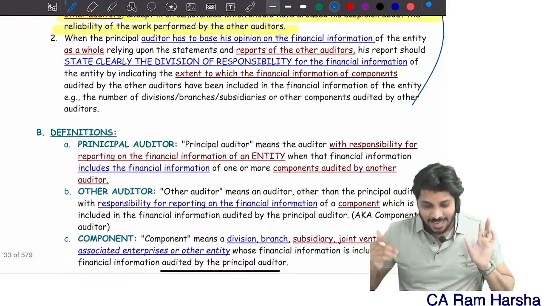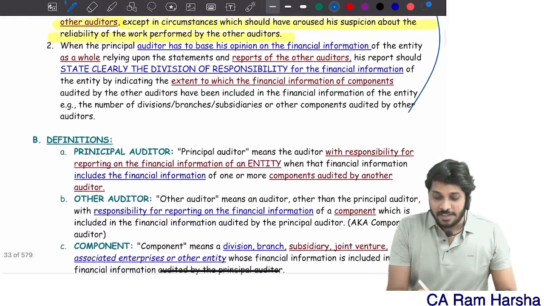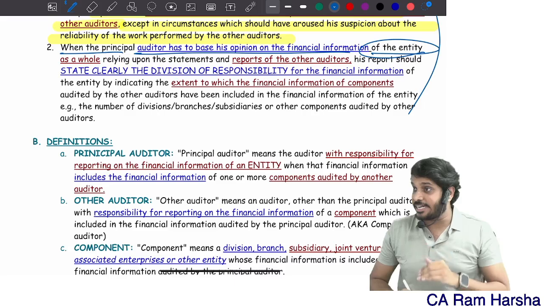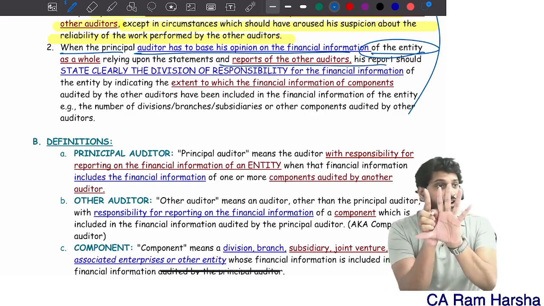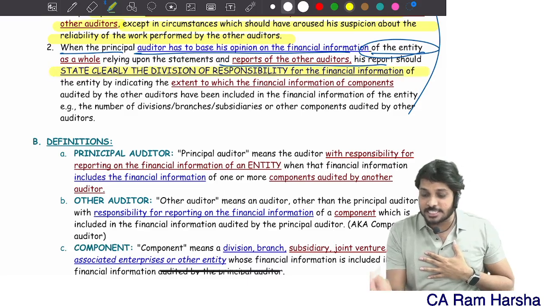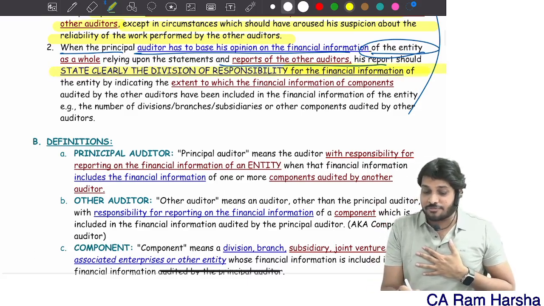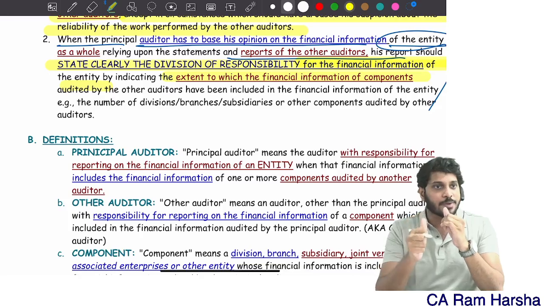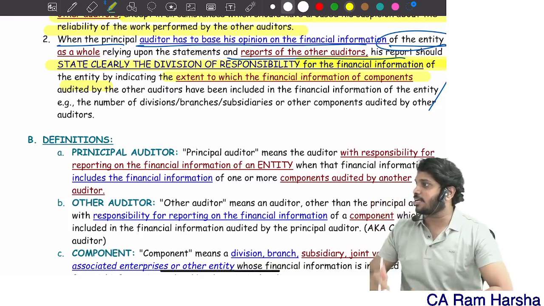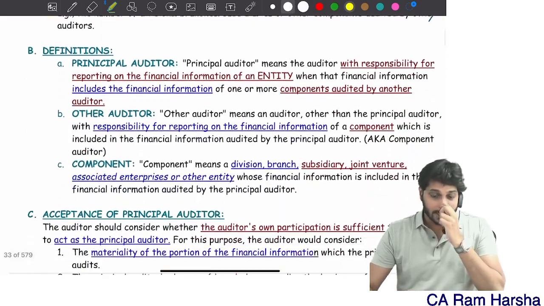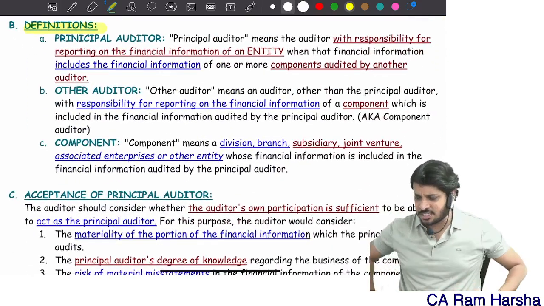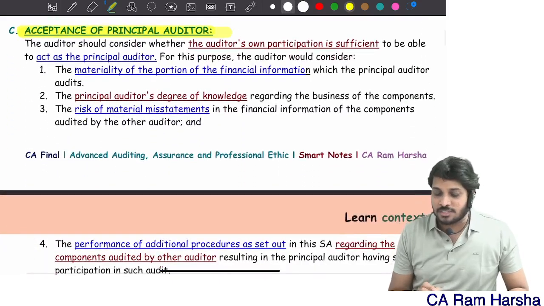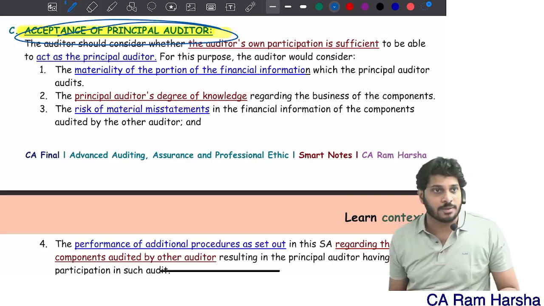Fine. Are you clear? Now, when the principal auditor has to base his opinion on the financial information of the entity on the reports of other auditors, the principal auditor shall clearly state the division of responsibility for the financial information of the entity by indicating how many components, and what their share is. You should indicate that in the other matter paragraph clearly. Now you see, the crux of the standard is definitions and acceptance. KPMG was levied a penalty because they violated this requirement.